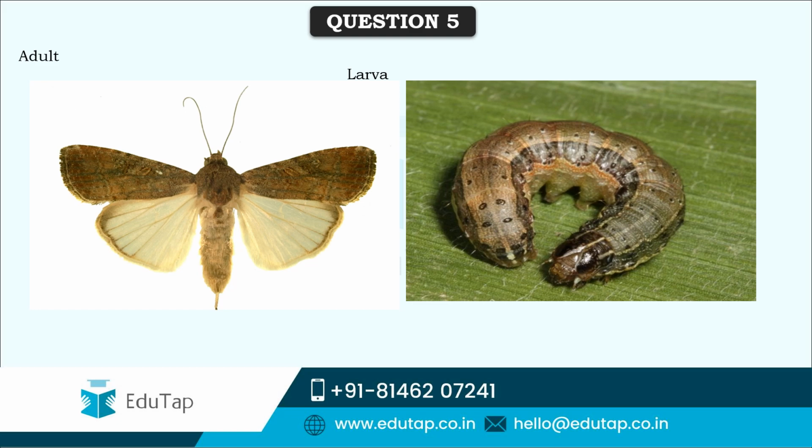So friends, this is the adult of that Spodoptera, and this is the larva, and as you can see, this inverted Y-shaped peculiar mark on its head.